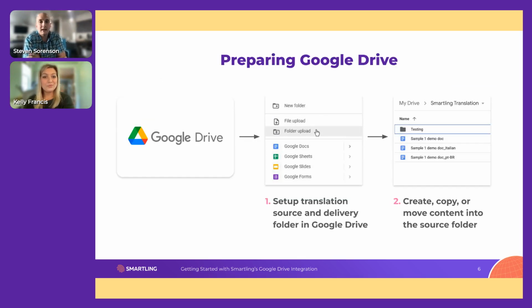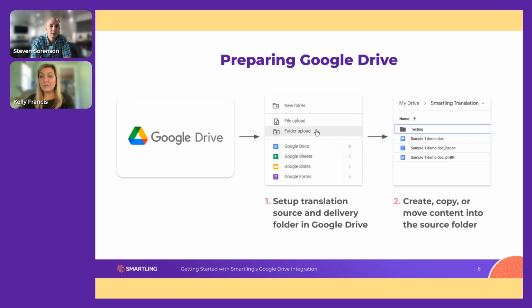So let's talk about what we need to do to get started. We've got to prepare Google Drive. Kelly, I know you've helped with a couple of customers. What does the process look like to get started? Sure. The process to prepare your Google Drive is pretty straightforward. What you'll do is locate a folder in your Google Drive or create a new one, which will be the folder that you're going to connect with Smartling in the project.